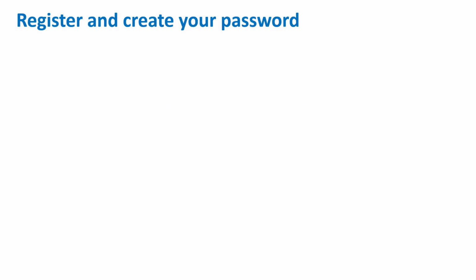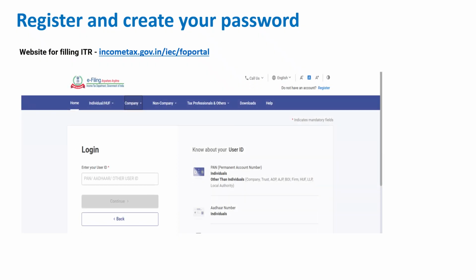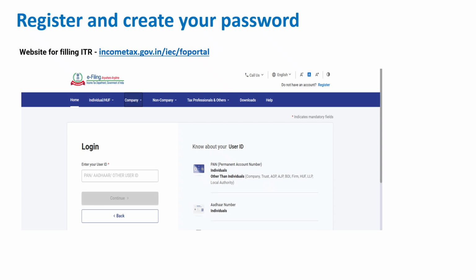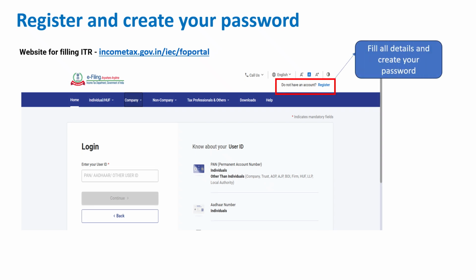Now, if you are new and you have never filed your return in the past, then you need to register and create your password on the income tax site. The site to be used is incometax.gov.in/IEC/4 portal. And this is how your screen will look when you log in. Now, you need to register because you don't have any password. So you need to create a password. User ID generally will be your PAN number. So fill in all details and create your password.